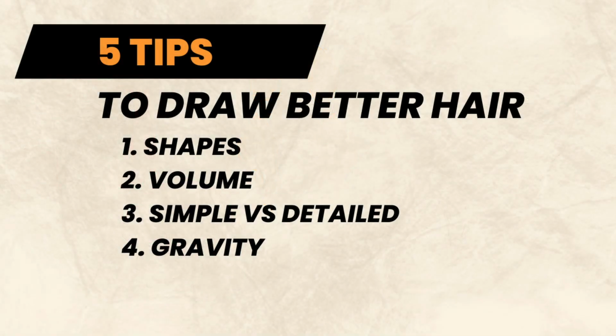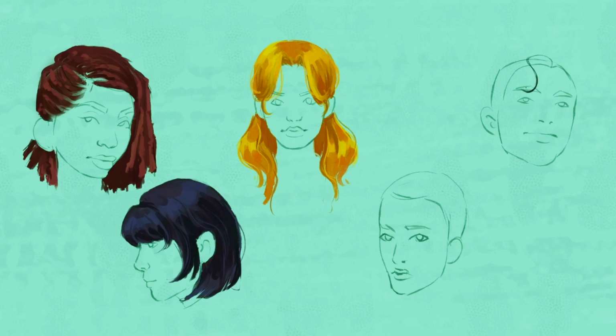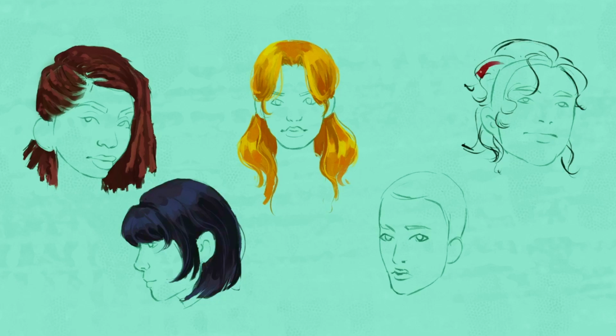Tip number 4. Gravity versus hair elasticity. So we know gravity pulls everything downwards, but with hair it can be a little tricky because most hair, specifically the curly and the wavy hair, has some strong elasticity, making it buff a little outside, so gravity can't pull it downwards as much as expected.